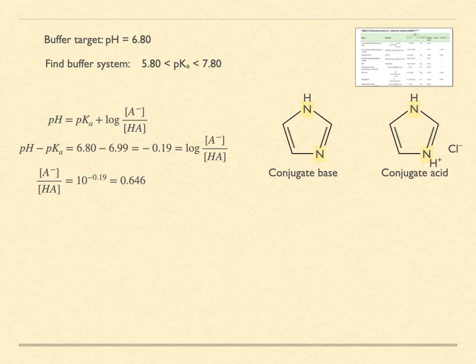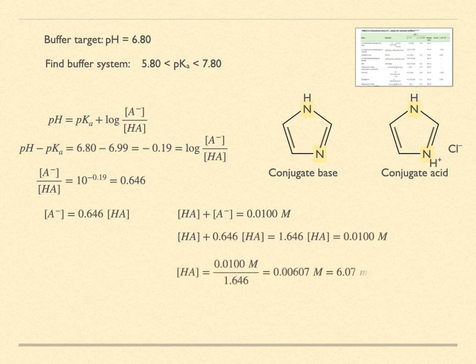We might, for instance, claim that the formal concentration of the buffer components is to be 0.01 molar. So the sum of the acid and base forms concentrations is to be 0.01 molar. By reorganizing the equations, we can determine that the acid concentration is to be 6.047 millimolar and the base concentration is 3.92 millimolar. You can plug this back into the Henderson-Hasselbalch equation to confirm that it will indeed provide a pH of 6.8.